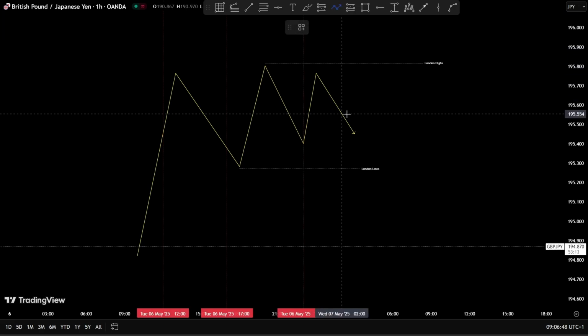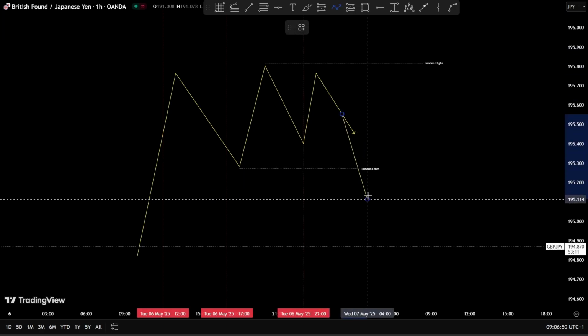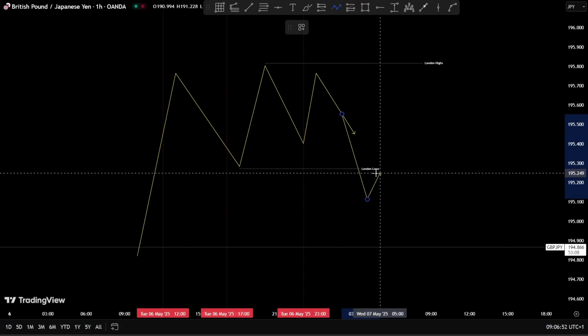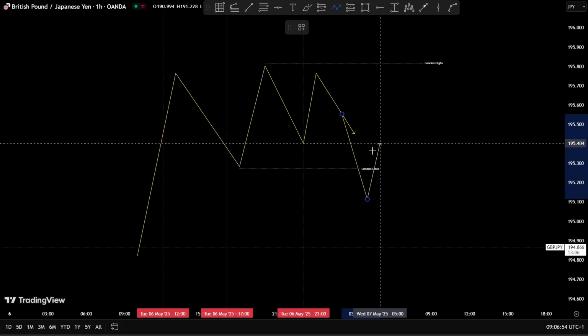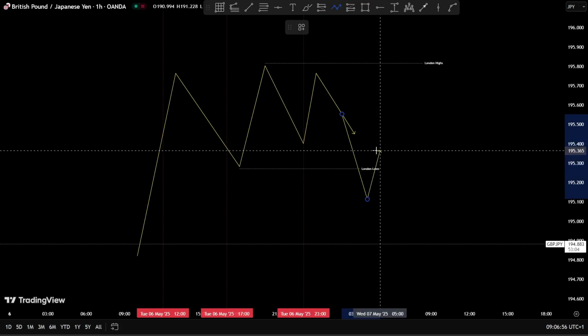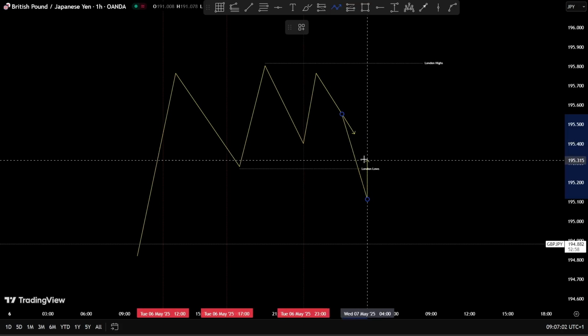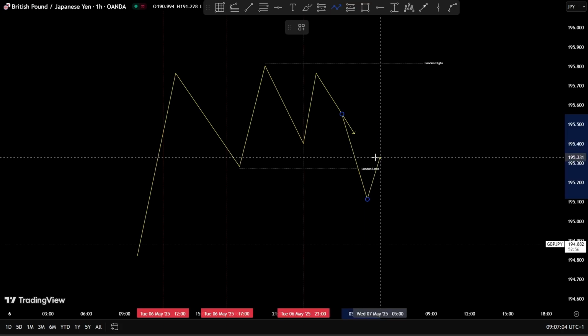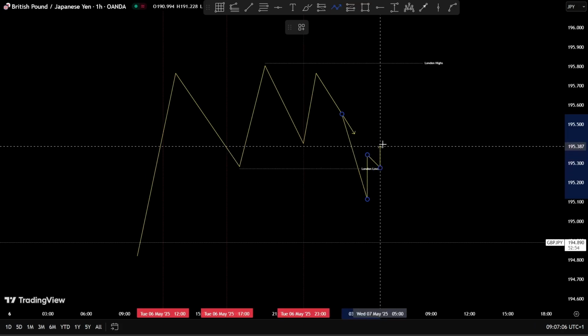What I want to see next is price seek down liquidity, take out those London session lows, and then break the structure to the upside. You're going to see how it is going to break structure. You need to figure out by yourself whether it's going to be a fair value gap right here that needs to be inversed, or if price builds up price action right here and actually does the break of structure.